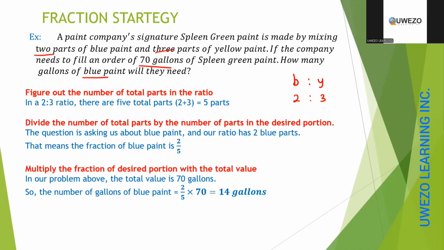The first step here is to find the total parts in the ratio by simply adding the ratio values. So 2 plus 3 is 5 parts. So that's the total 70 gallons. Now divide the ratio of blue paint over the total parts, so we get the fraction 2 over 5. So the fraction of blue paint is 2/5. Now multiply the fraction with the total amount in gallons to get the number of gallons of blue paint. This way we can easily solve questions on ratios to find the actual values.